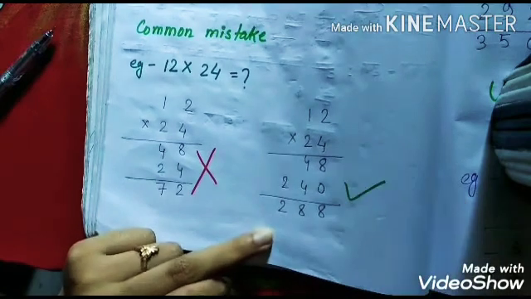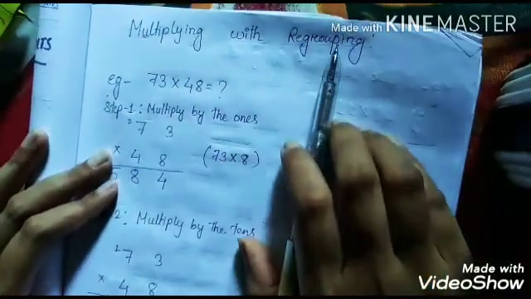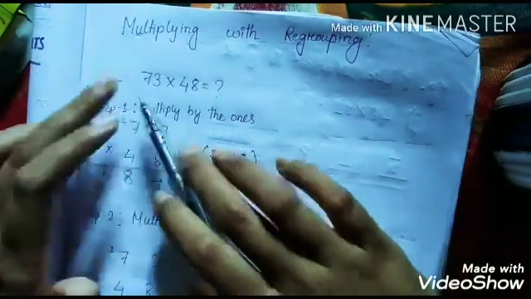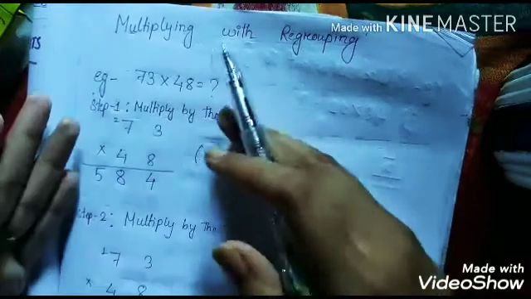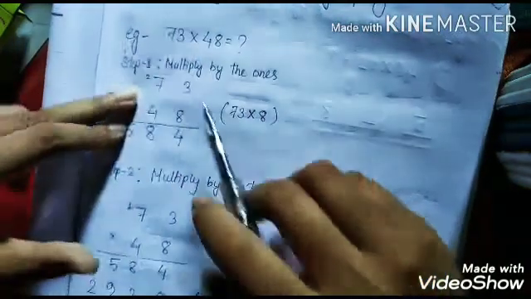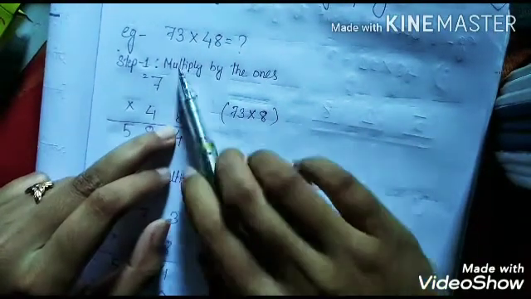So this is the correct one. Now I will show you multiplying with regrouping. Suppose here you can see these are large numbers. So when we are multiplying with large numbers, then we need to do regrouping. So the first step, as you all know, is we have to start from what? Ones place. So multiply by ones.